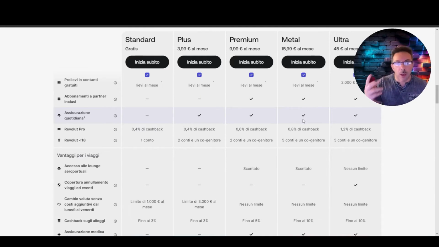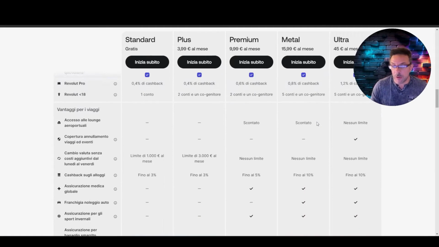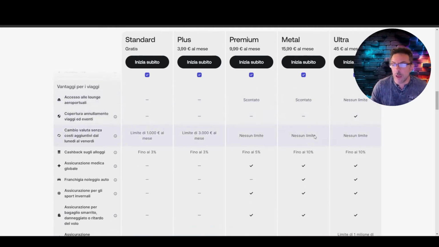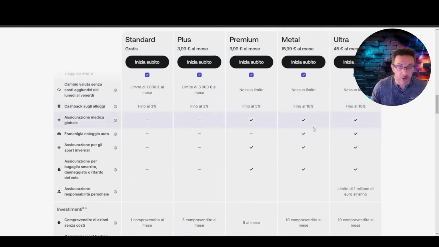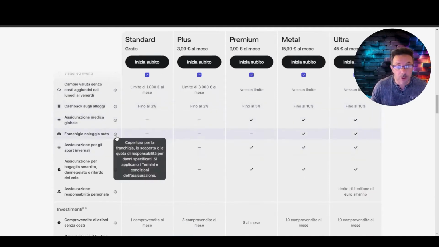Everything you buy with the card is automatically insured. In theory, if you buy a car with the card, even the car is insured. Then you have 0.8% cashback, 5 accounts and a co-parent, discounted access to airport lounges, no limit on currency exchange, cashback on accommodation up to 10%, global medical insurance, car rental excess insurance.